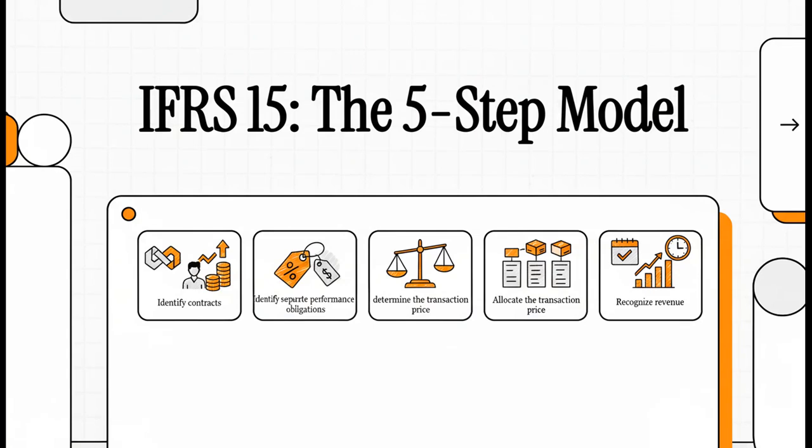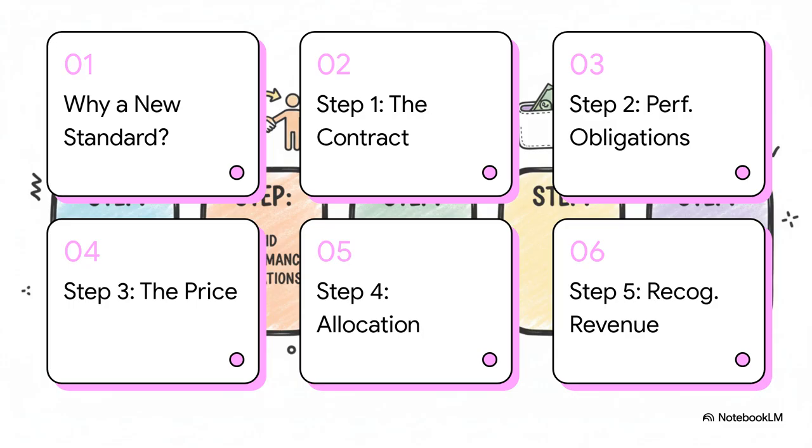Ever wonder how a company knows exactly when to count the money it's earned? Well, that's all governed by a super important accounting standard called IFRS 15. Today, we're going to break down its powerful five-step model, the framework that pretty much reshaped how companies report their revenue.